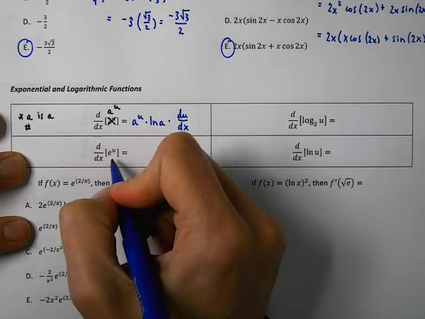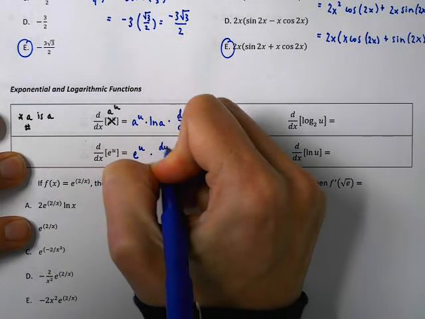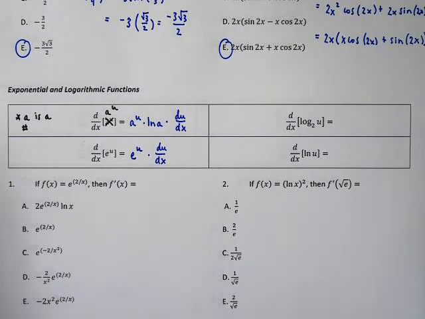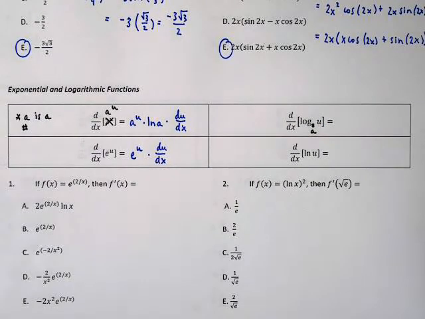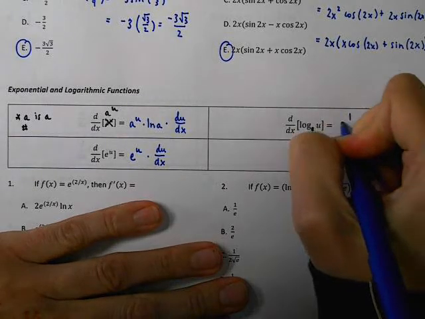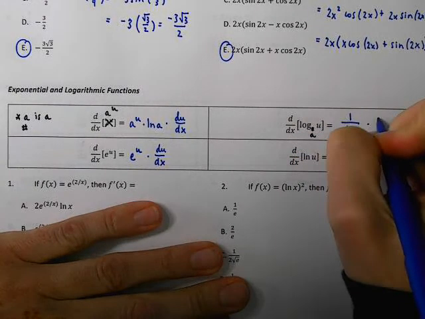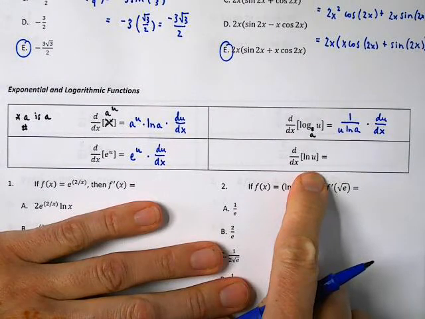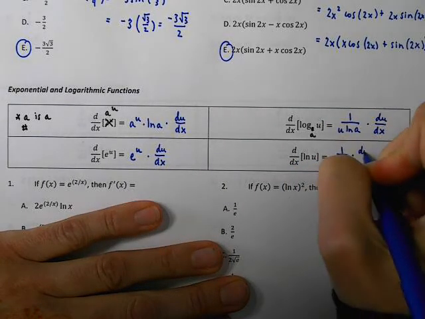For e to the u, this is really nice. Its derivative is just e to the u itself times du dx if we have chain rule. Now for this one again, I'm going to change this. Instead of being log base 2, I want that to be log base a of u. So now my derivative is going to be 1 over u times the natural log of a times du dx. And then for the derivative of natural log, I'm going to have 1 over u times du dx.